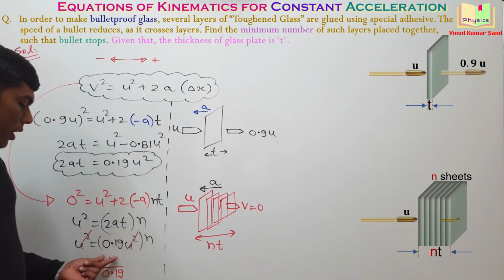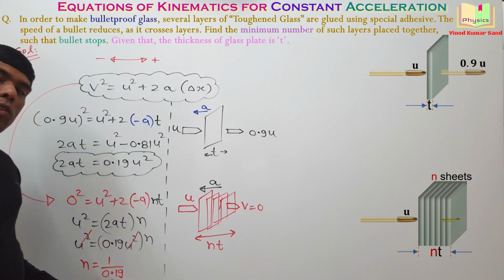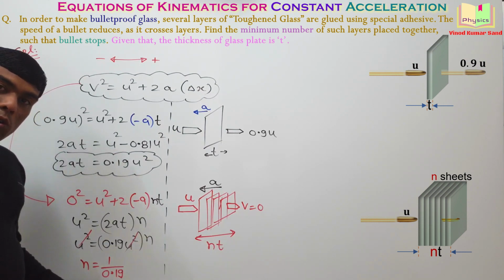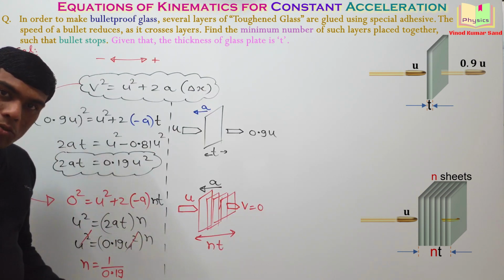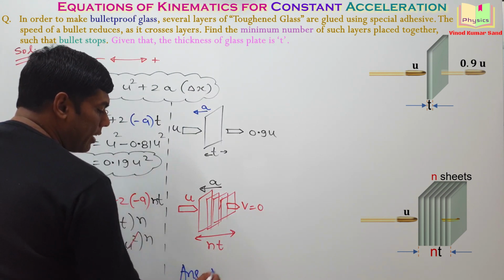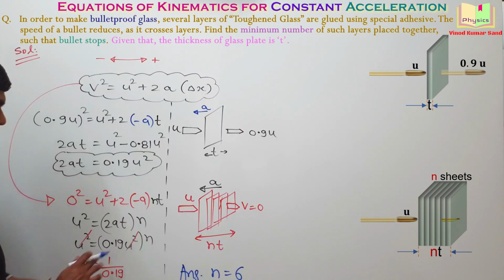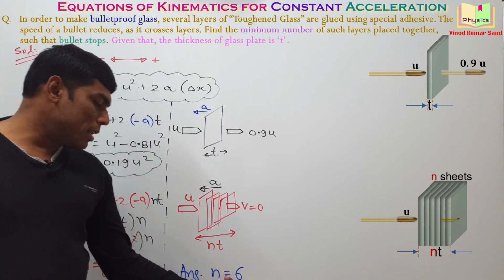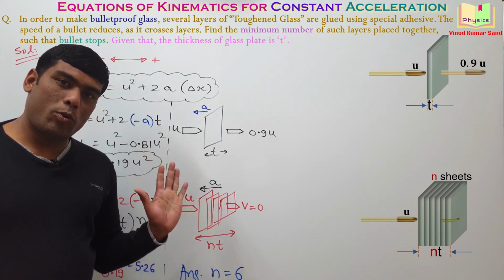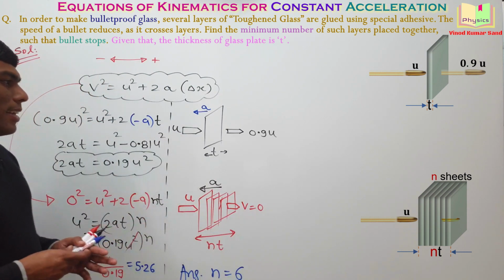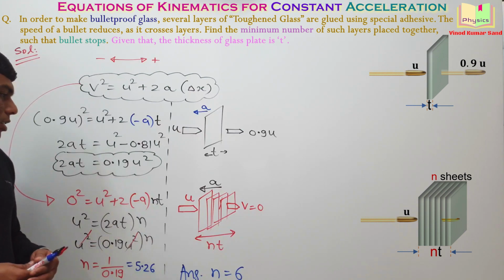If it was 1 upon 0.20, what will be your answer? 1 upon 0.20, the answer will be 5. But this denominator is less than 0.20, which means your answer will be greater than 5. So you can take for your answer that n must be 6. You can do the computation. This will come out to be around 5.26. Then at least a minimum of 6 sheets are required to make the glass bulletproof. Getting it? Simple and easy question. Note it down. Then we'll go further.